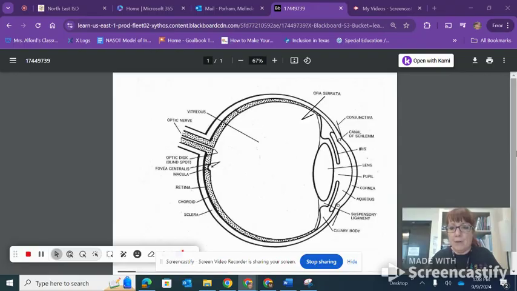After the cornea, we have our pupil. Our pupil is just like a dot. You can't touch it. It does become smaller and larger depending on the light in the environment.